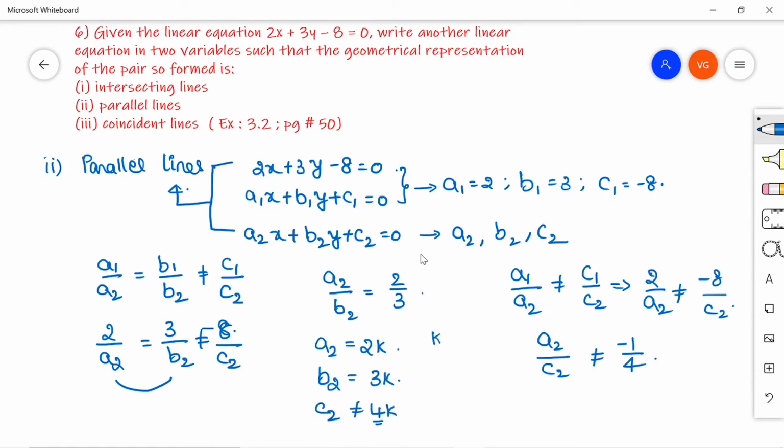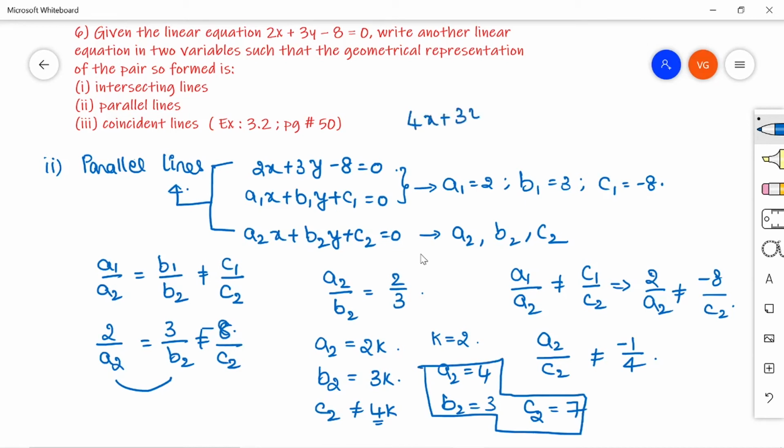So let us take k is equal to 2 here. Then a2 will be 4 and b2 will be 6, but c2 should not be equal to 8 here, right? So consider c2 is equal to 7. So these three conditions will be satisfied now, right? So write the linear equation here: 4x plus 6y plus 7 is equal to 0.